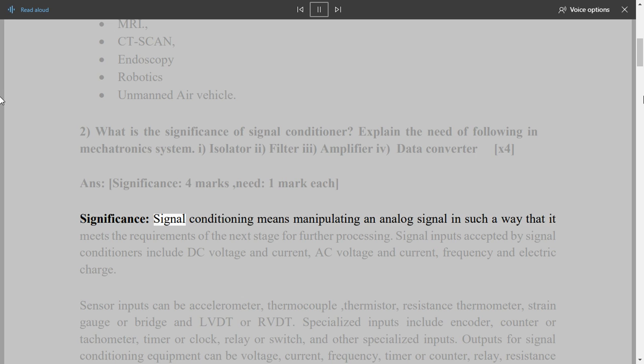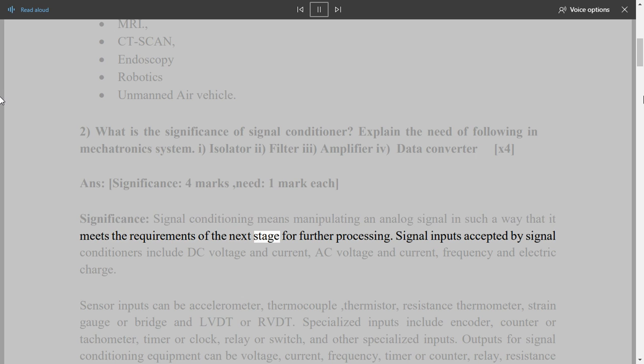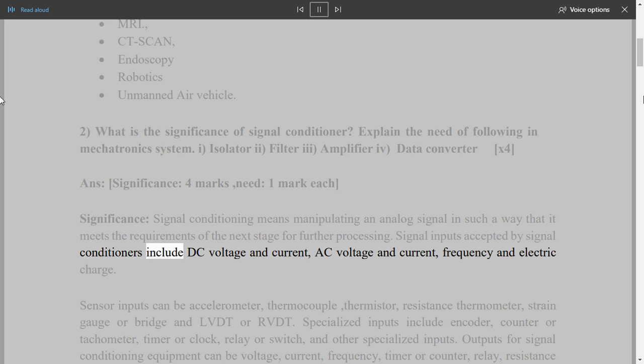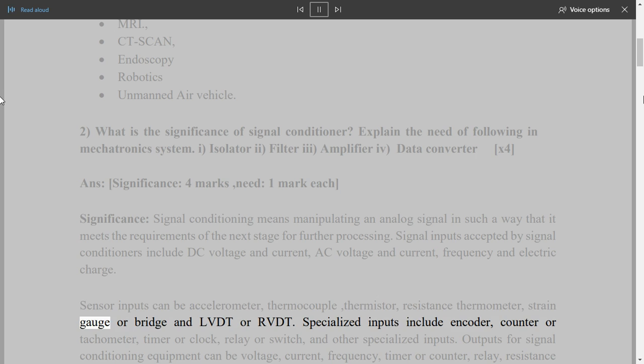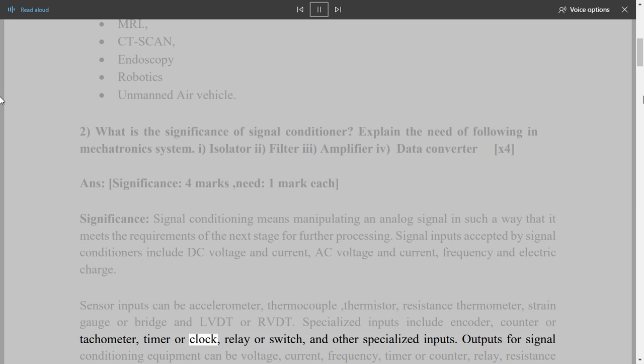Significance: signal conditioning means manipulating an analog signal in such a way that it meets the requirements of the next stage for further processing. Signal inputs accepted by signal conditioners include DC voltage and current, AC voltage and current, frequency, and electric charge. Sensor inputs can be accelerometer, thermocouple, thermistor, resistance thermometer, strain gauge or bridge, and LVDT or RVDT. Specialized inputs include encoder, counter or tachometer, timer or clock, relay or switch, and other specialized inputs.